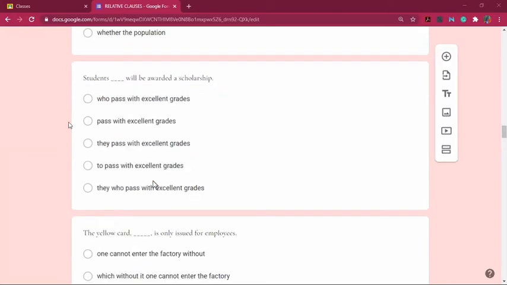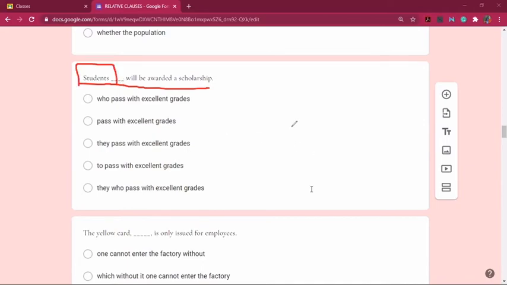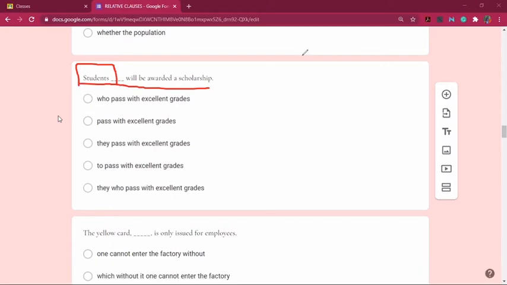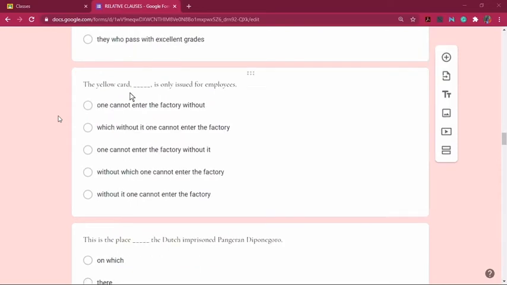Next, this is quite clear. Students, blah, blah, blah, will be awarded a scholarship. So students, hello Bintang, are you here with me? Yes. Now you choose. So you have students. You have that. Yes. Students who passed with excellent grading. This is quite clear. This is just the common relative clause you got so far. So yes, next, the yellow card.